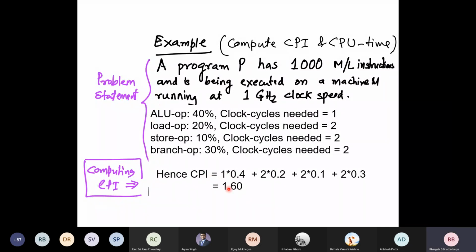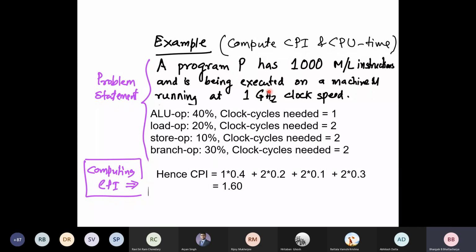So average number of clock cycles per instruction. That means you need more than 1 clock cycle per instruction on the average, because some instructions take longer time to compute, isn't so? So this is the average value of the CPI with respect to this particular program. And then given this, since we have the number of instructions is 1000, you have the frequency.